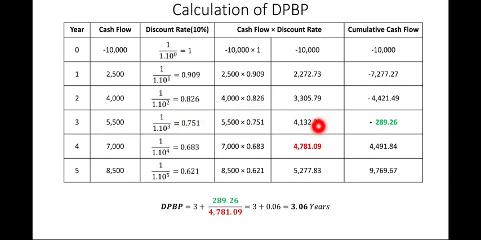As you can see that in year 3 the cumulative cash flow is minus 289.26, and in year 4 it is positive, that is, in between the third year and fourth year we have recovered the 10,000 rupees that we had invested. So it would be greater than 3 but less than 4. So 3 plus, now what amount we have to recover? 289.26. So it will go to the numerator, and in the next year the income is 4,781.09. So the amount that has to be recovered divided by the income of the next year comes out to be 0.06. So the discounted payback period at a rate of 10% is 3.06 years. Like this you can calculate the discounted payback period.